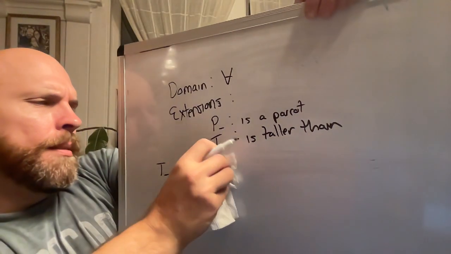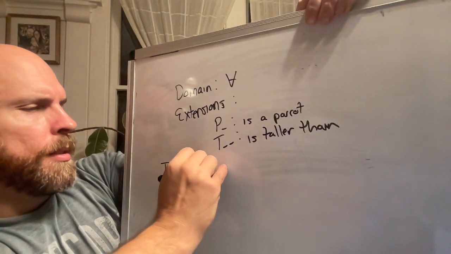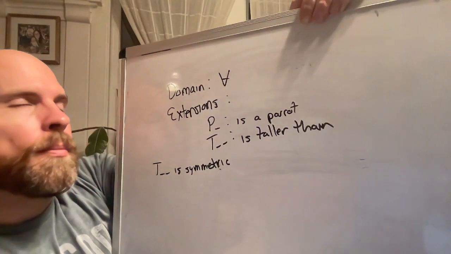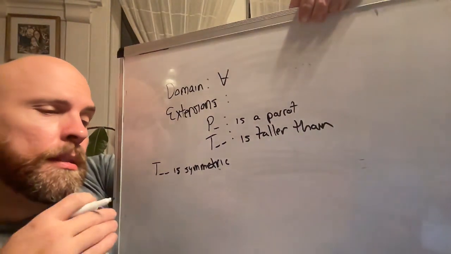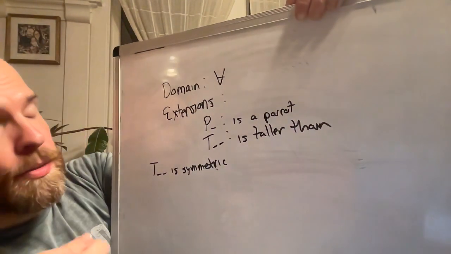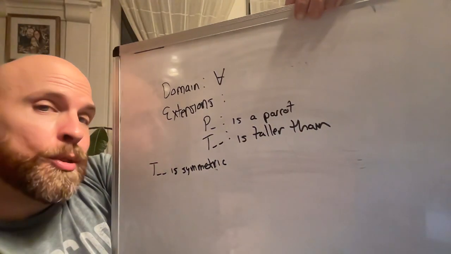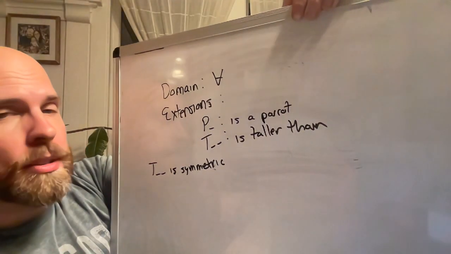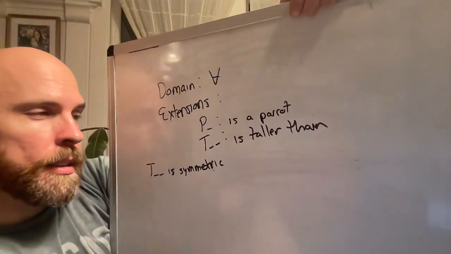What if I said taller than is symmetric? Is that true? Remember what symmetry means. If X is related to Y, then Y is related to X. That would mean here if X is taller than Y, then Y is taller than X. I don't think that's true. I hope you don't either. If I'm taller than you, then you're not taller than me. That seems crazy to say otherwise.